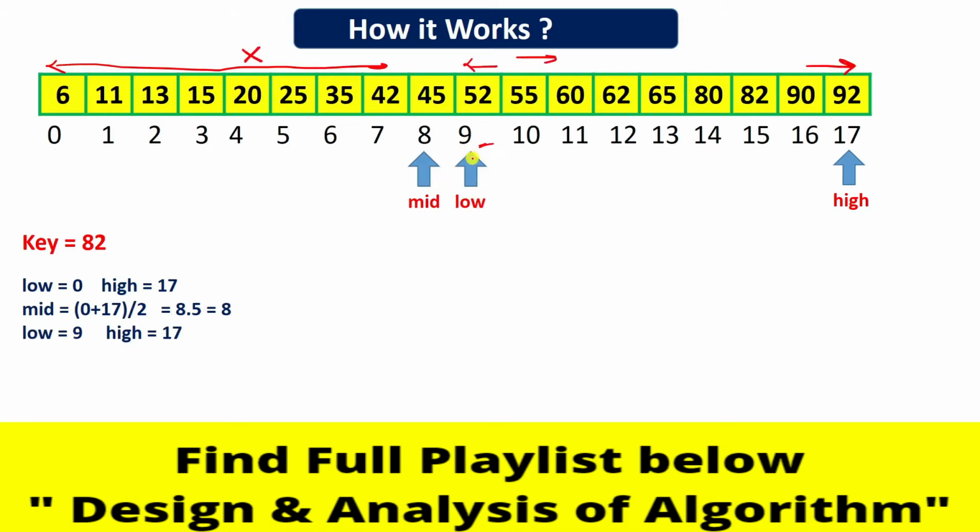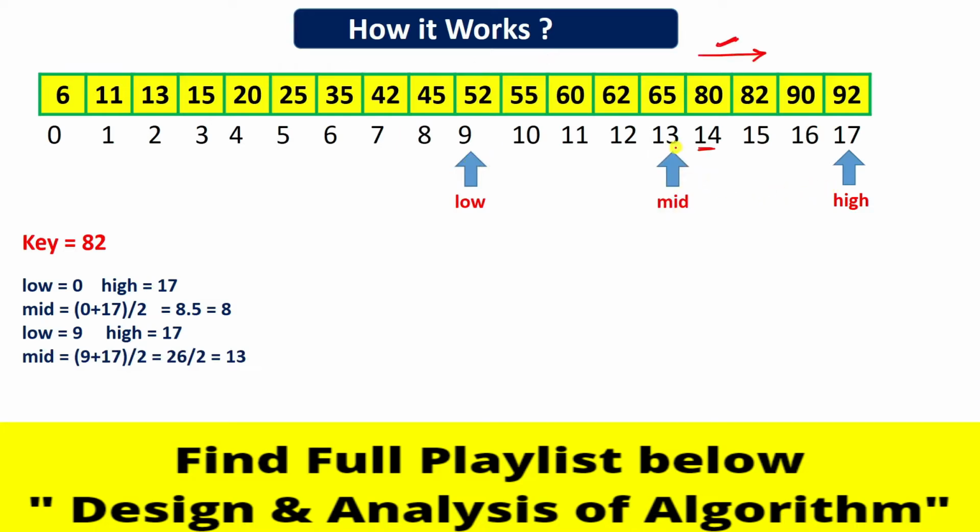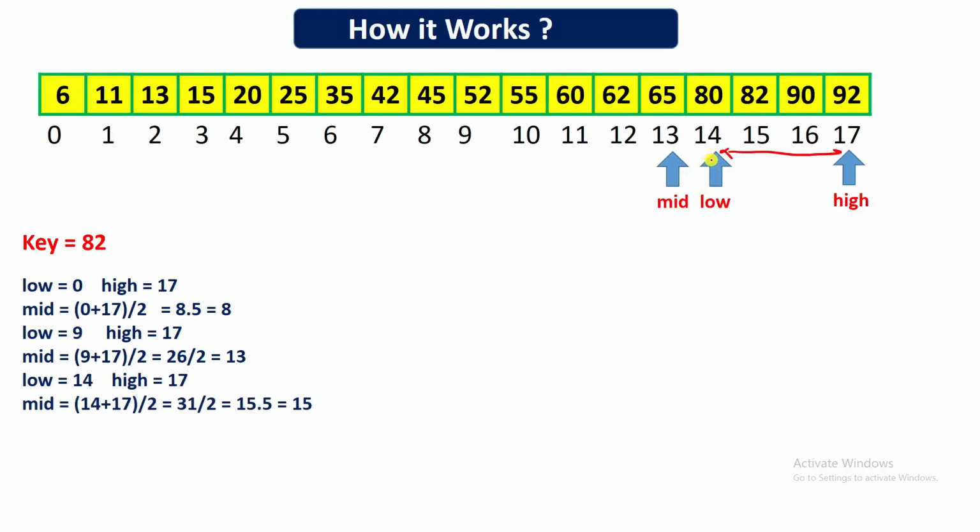Then I again found the midpoint of 9 and 17, and it was 13, so I shifted to 13. And then I checked with 65, 82 is not equal to 65, so I said 82 can only be on this side, so I again shifted my low pointer. So low came at 14, and then I found the midpoint was 15. Then I checked, okay, my 82 is equal to this 82. That is the midpoint. So I said okay, my key is present.